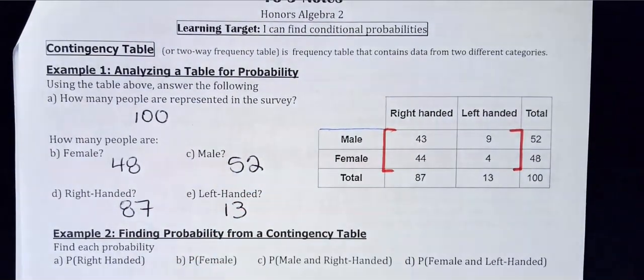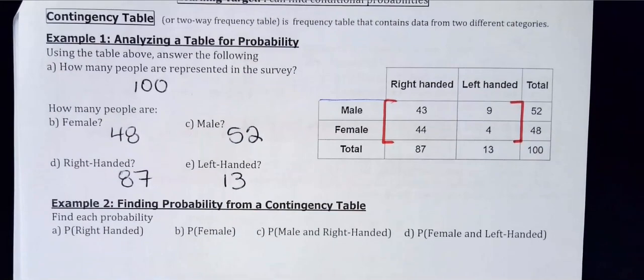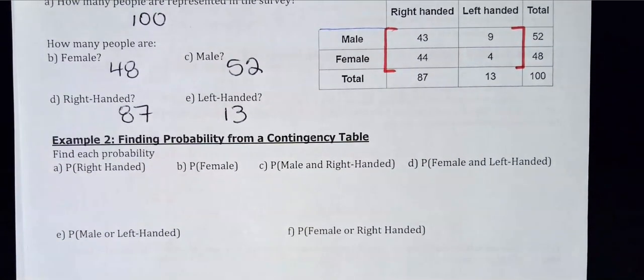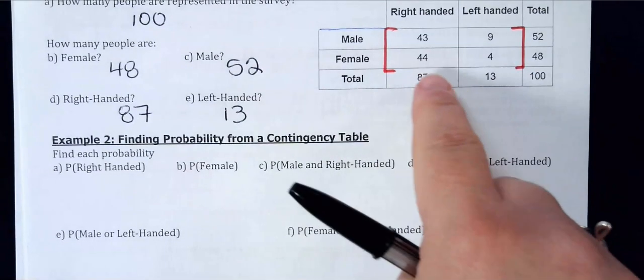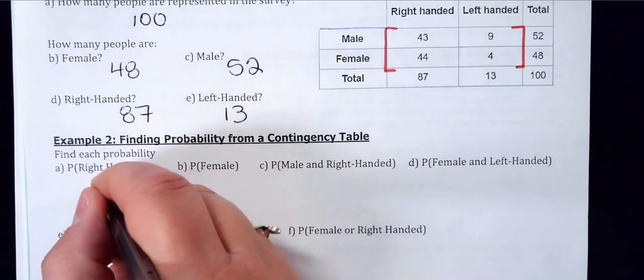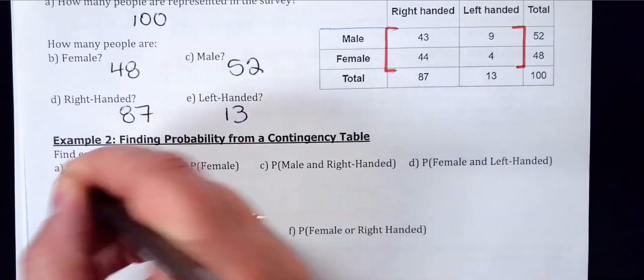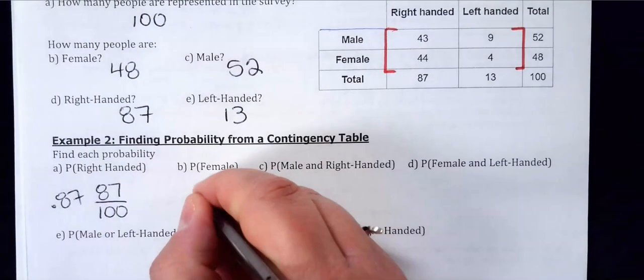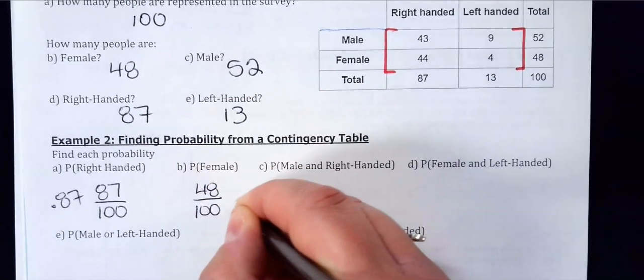All right. Now, we're going to see if we can do some probabilities here. Tell me the probability I randomly grab somebody from this table and they're right-handed. 87 over 100. So there's a total of 87 people who are right-handed out of 100 people in this table. If you want to do 0.87 or 87%, any of those are correct. What would be the probability I randomly take somebody from this table and they're female? 48 out of the total 100, or 0.48.